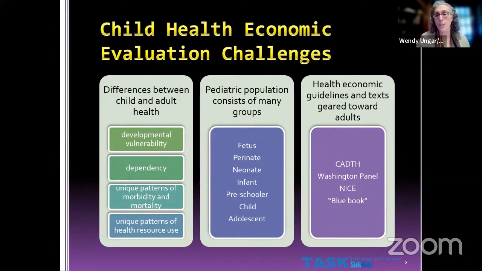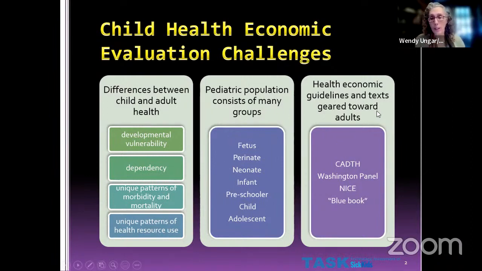So of course, understanding as a primary principle the differences between child and adult health in terms of developmental vulnerability, dependency relationships between children and adult caregivers, a child's unique patterns of morbidity and mortality, and of course, their unique patterns of healthcare resource use. It's already been said that children are not a single homogeneous group. They really consist of many different age groups.